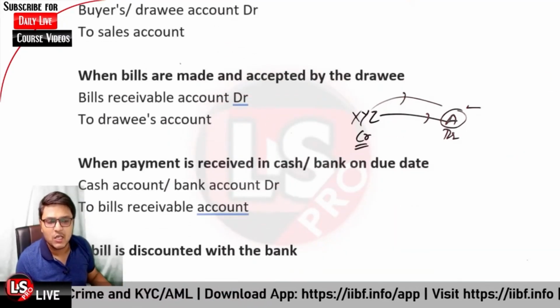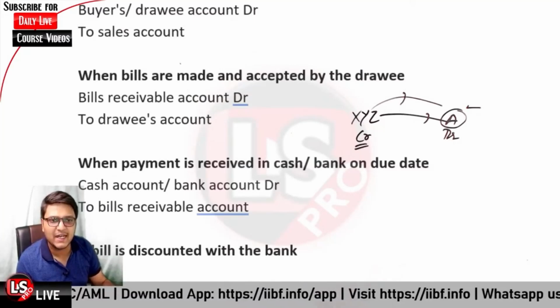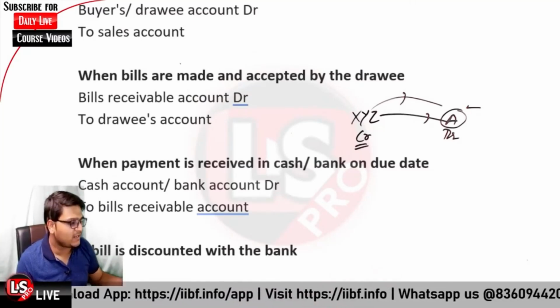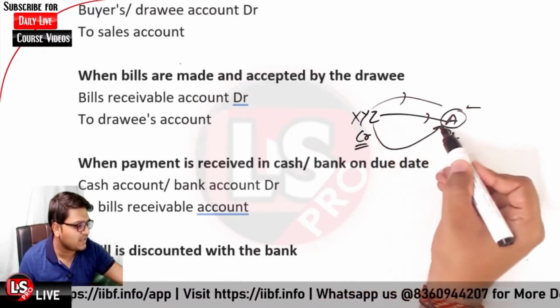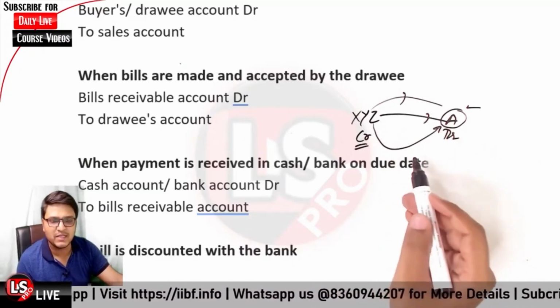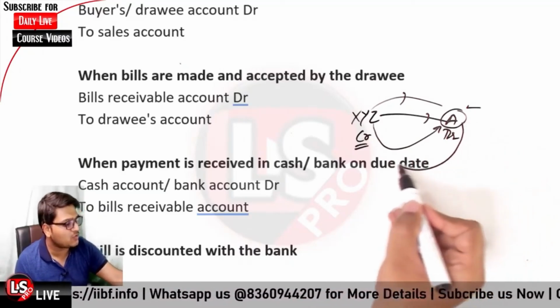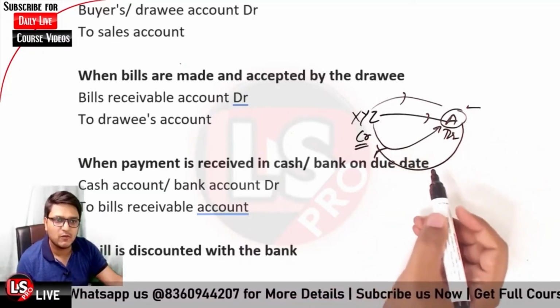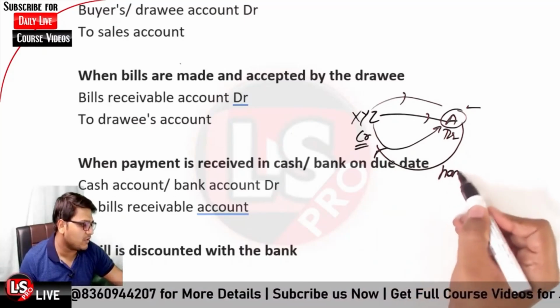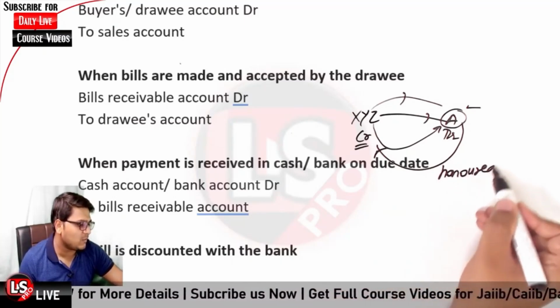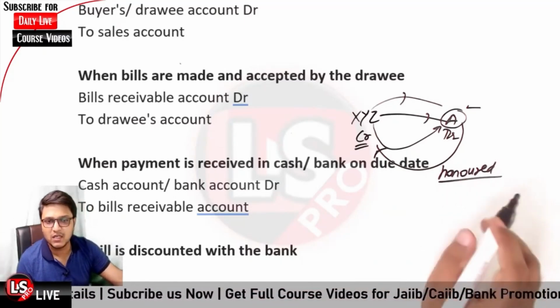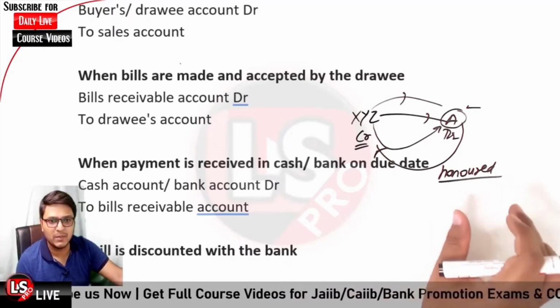Third case, it says when payment is received in cash or bank on due date. Let us say on due date the bill was presented, and the payment was made. That is, the bill is honored. It is said that on due date the bill amount is paid. The bill is said to be honored.